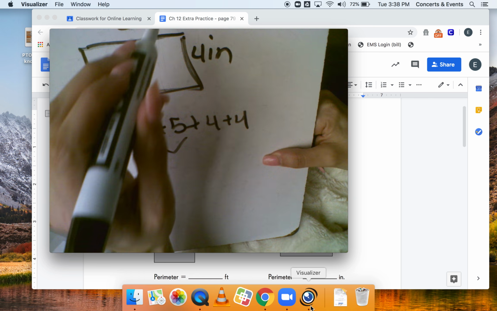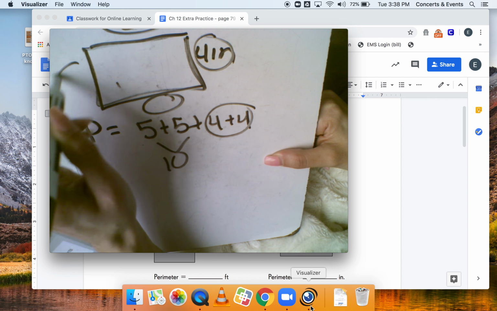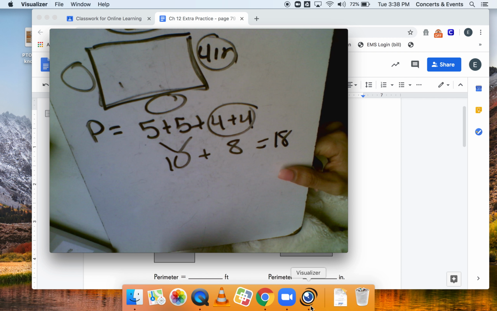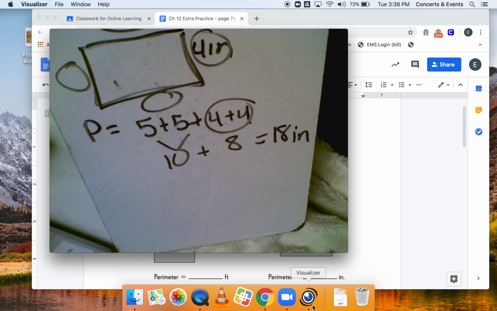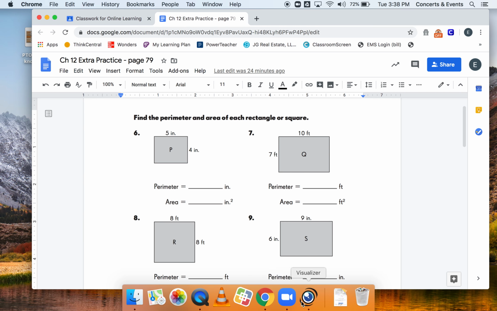If I add up 5 and 5, I get 10. If I add 4 and 4, I get 8. And then in total, I get 18. Make sure that you wrote the word or the abbreviation for inches because we need to know what that was for. And they also want to find the area.